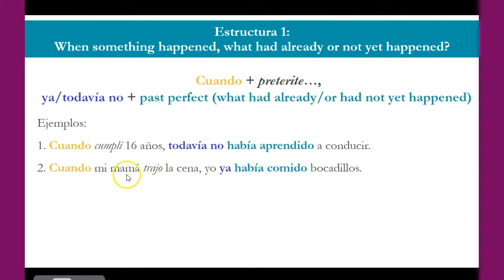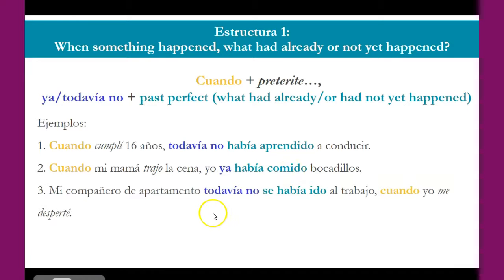Cuando mi mamá trajo la cena, when my mom brought the dinner. So here we have the verbs in the preterite. Yo ya había comido bocadillos. I had already eaten snacks. So ya means already. I had already eaten snacks. So ya is also placed before the past perfect. In English, we separate. We say I had already eaten. We separate the past perfect, but in Spanish, the tense is inseparable. You always have the auxiliary verb and then the past participle.